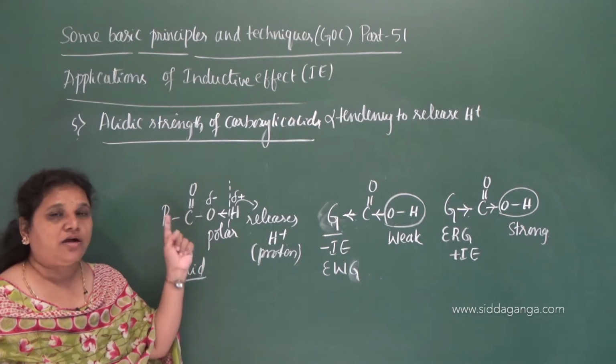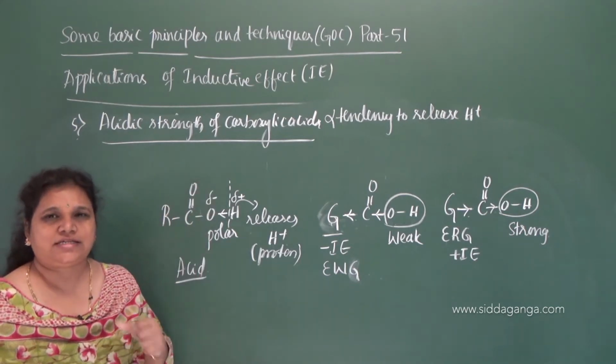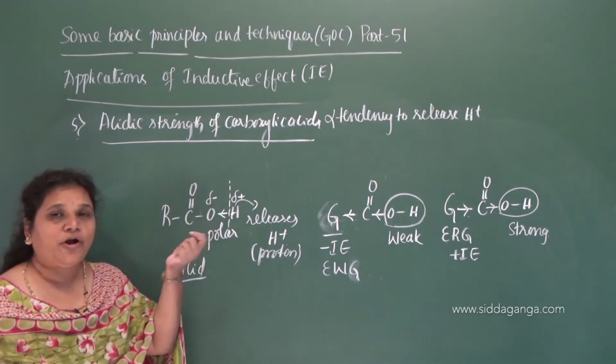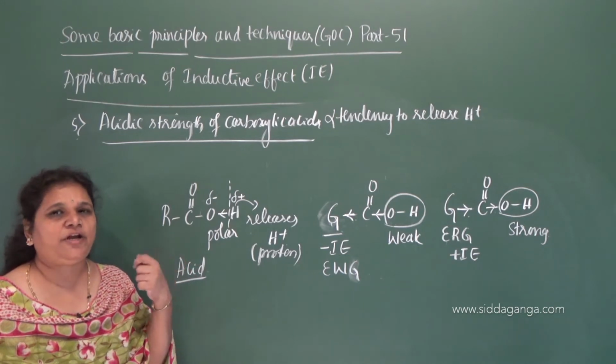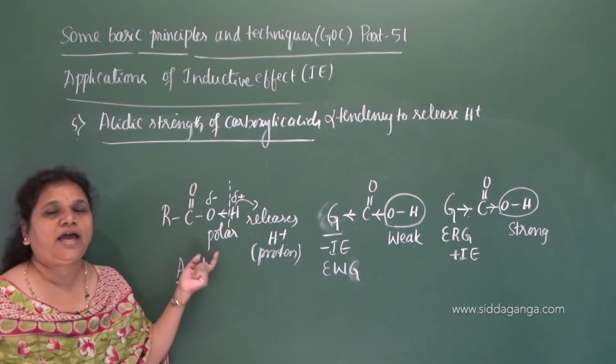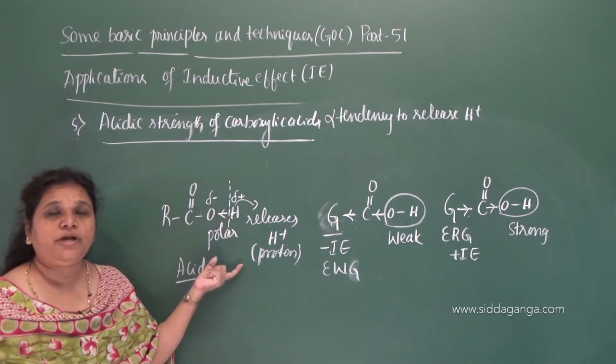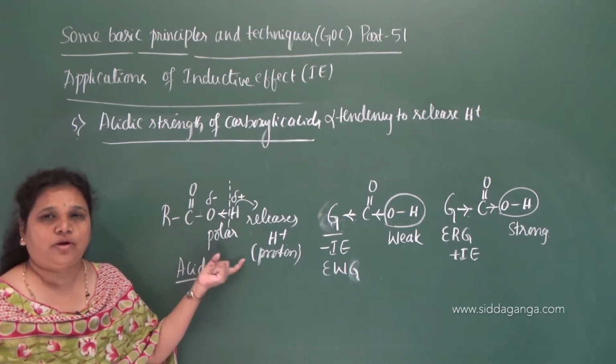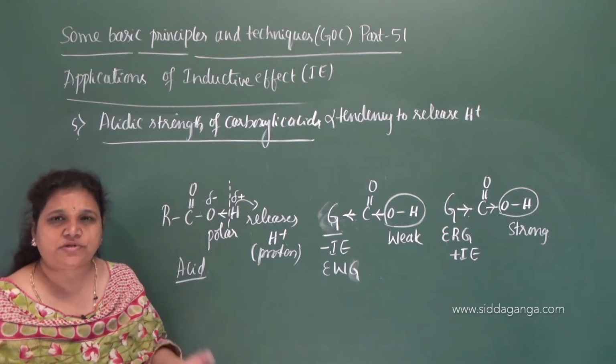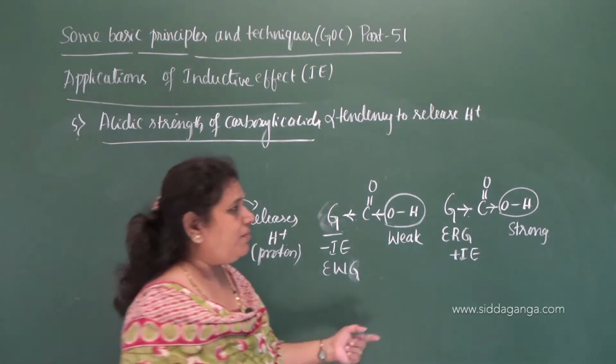So when the electron density on oxygen increases, the bonded pair of electrons is not withdrawn towards it, because it is already having more electron density. Then this OH bond becomes what? Strong. When the OH bond becomes strong, then the cleavage of the bond becomes difficult.